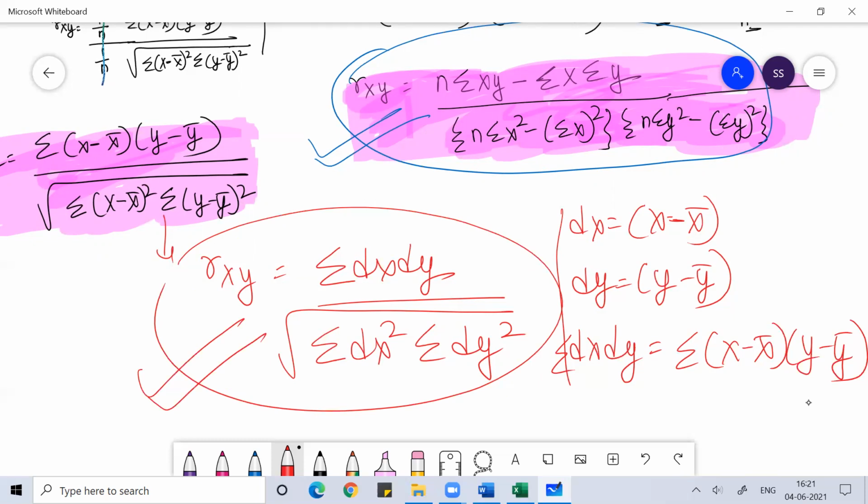Please remember, if your R is negative, it means the two variables are negatively correlated. One is going up, the other one is going down, and vice versa. While if the R is positive, it means both will go up together, both will go down together. Anyone, any question?